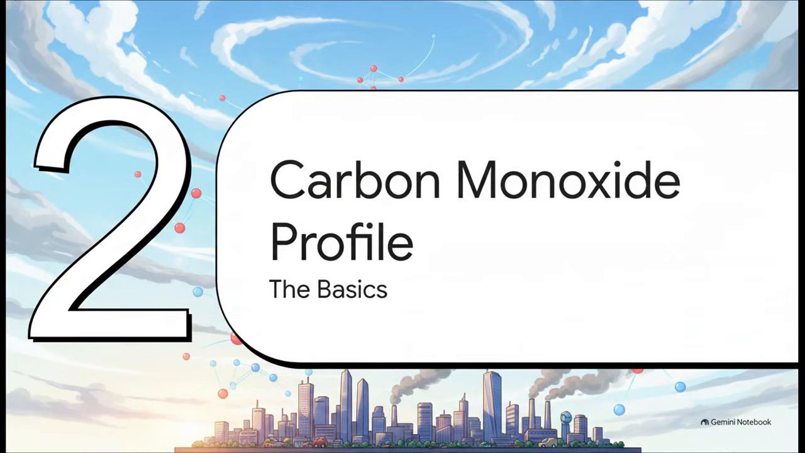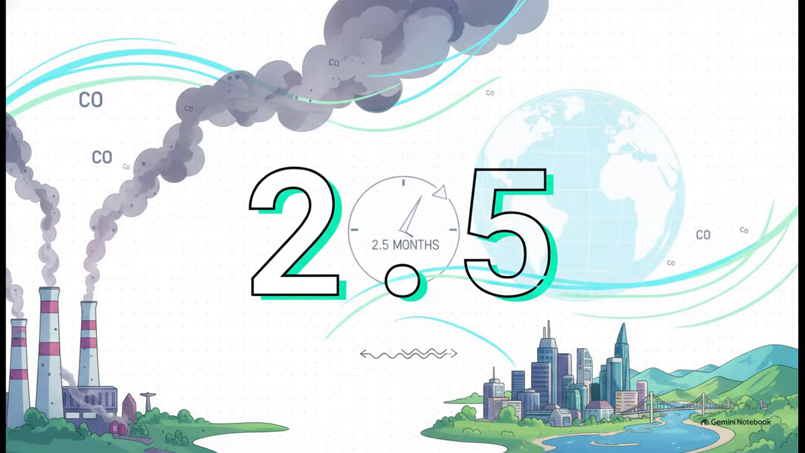Moving right along to Section 2, the carbon monoxide profile. Let's look at its specific parameters for survival. First up is its atmospheric lifespan, which is exactly 2.5 months. And from a physical chemistry standpoint, that persistence is actually a huge deal. 2.5 months means a plume of CO emitted from a factory over in one hemisphere has more than enough time to hitch a ride on global wind currents across entire oceans. It literally turns what starts as a localized pollution event into a massive global challenge. The molecule is just stable enough to travel the world before finally breaking down.